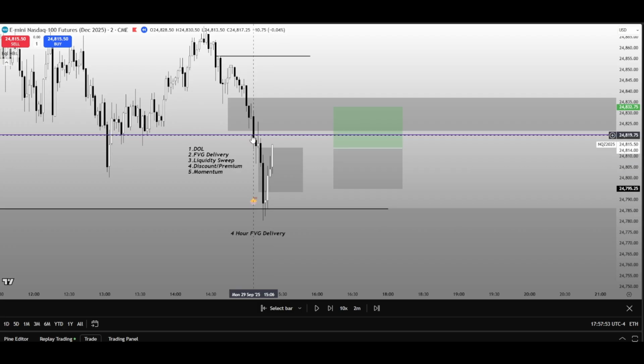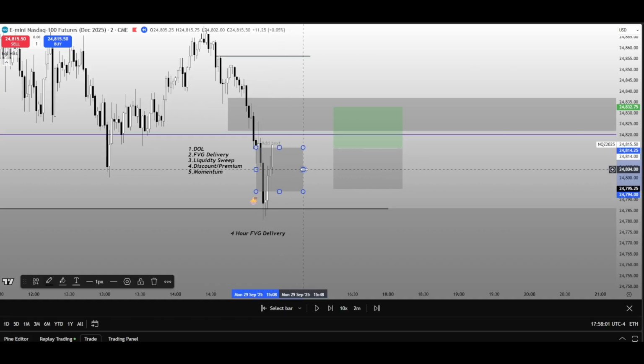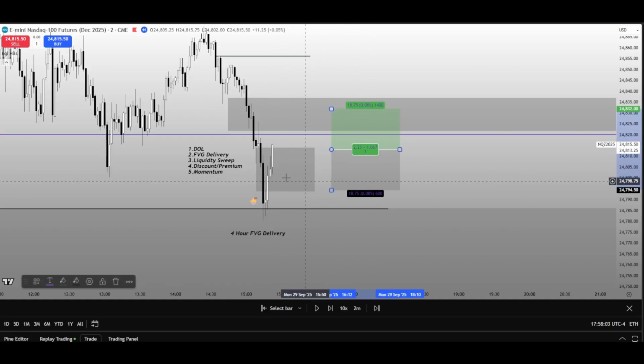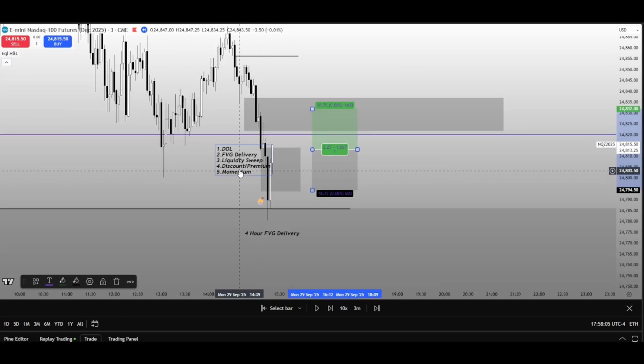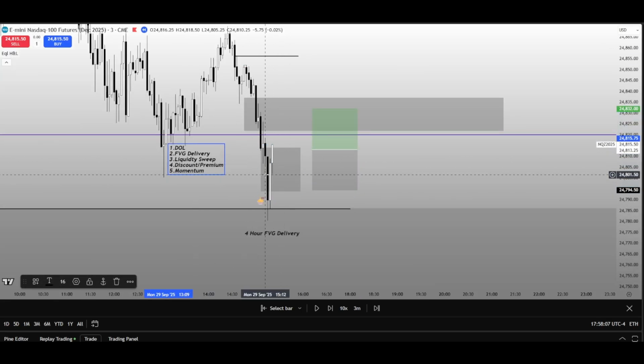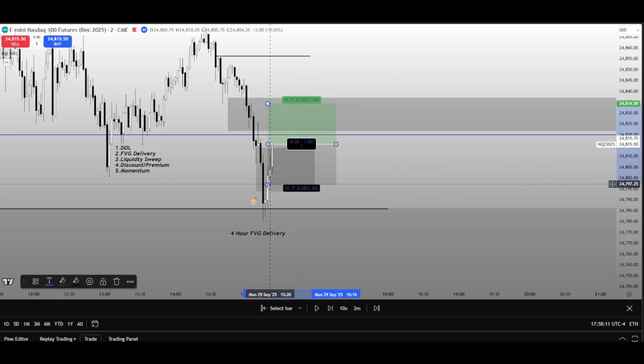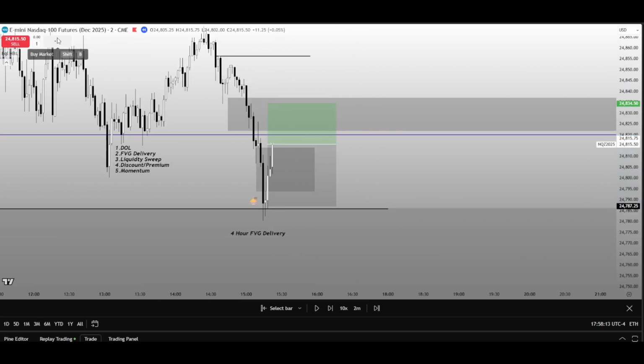If the fair value gaps are not singular, you can just take them in succession. So here we have one 2-minute and another 2-minute. If you break both of these with momentum, then you can just take it like this, or you look for a higher time frame fair value gap that's singular. If I go to a 3-minute, there's no fair value gap. So the 2 minutes is the highest time frame that we have. So I take an entry here, right?